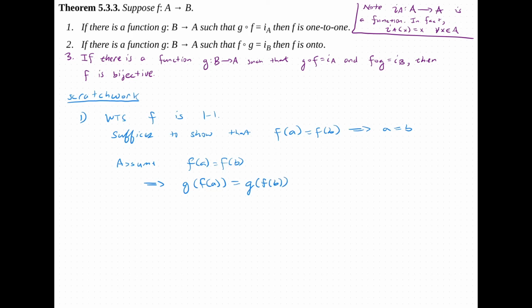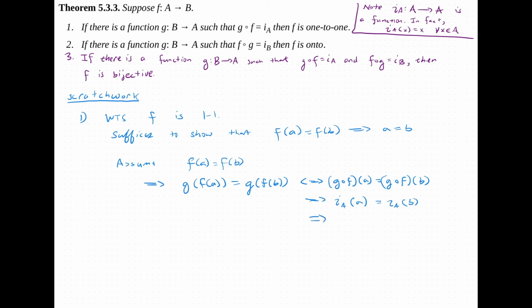But now, rewriting it like this, g compose f, this is the same by definition, g compose f evaluated at a, which is equal to g compose f evaluated at b. But g compose f is the identity on A. So now we have that this here is the same as the identity on A by assumption. And this is equal to the identity on A evaluated at b.